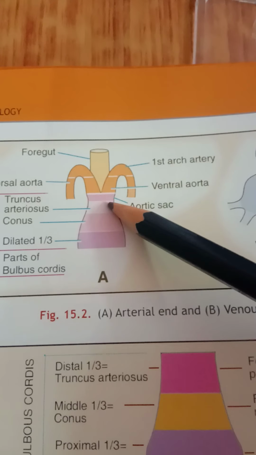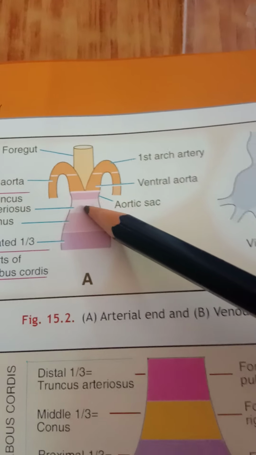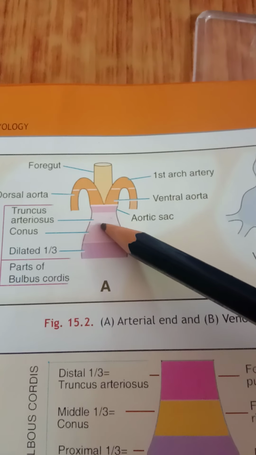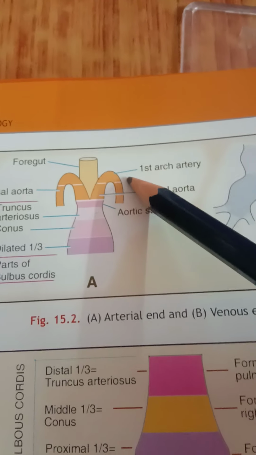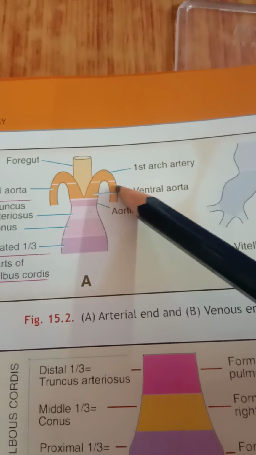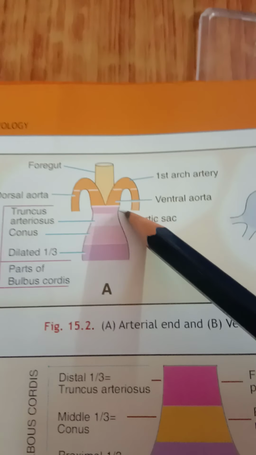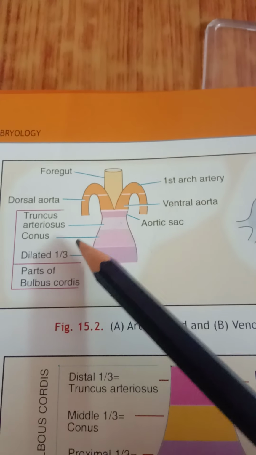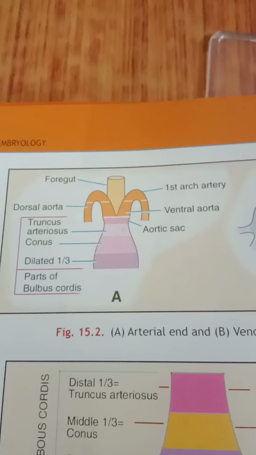So this truncus arteriosus is associated with the aortic arch distally, and it is also related with the right and left pharyngeal arch arteries. I can see here the first arch artery, the first pharyngeal arch artery, and this arch moves backward as the right and left dorsal aorta. You can see this is the dorsal aorta, right and left dorsal aorta. So this is about our bulbus cordis.